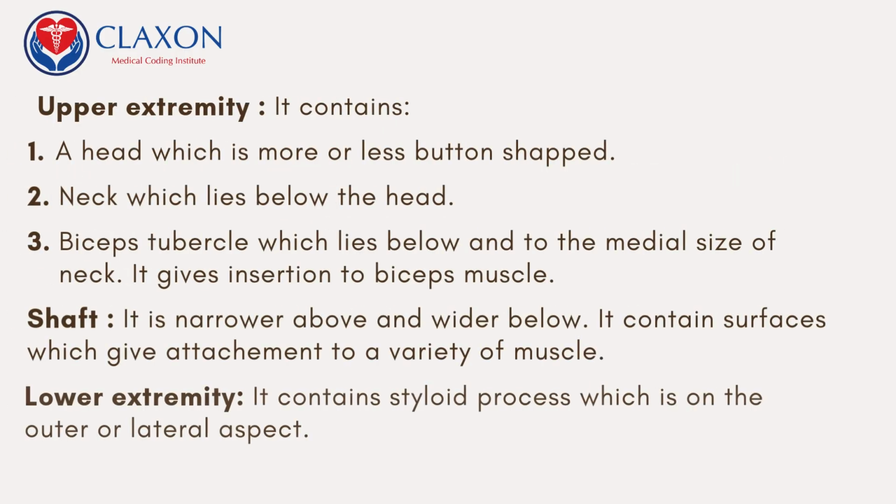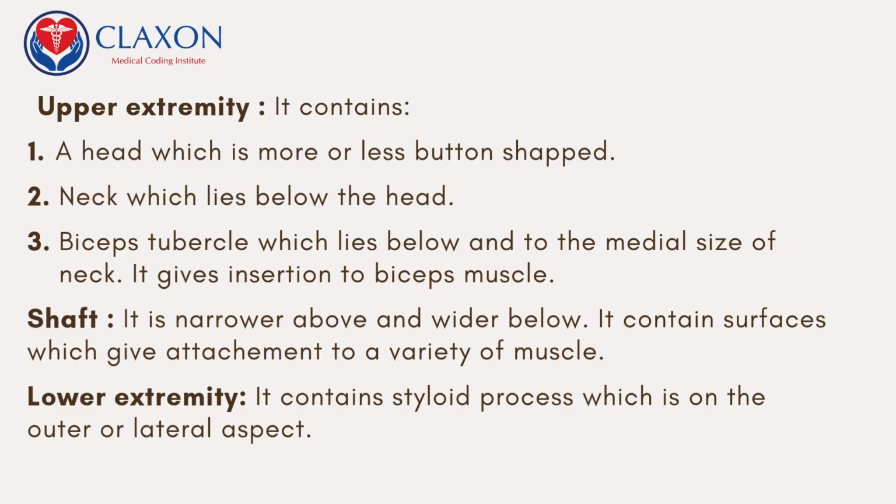Upper extremity, it contains: 1. A head which is more or less button-shaped. 2. Neck which lies below the head. 3. Biceps tubercle which lies below and to the medial side of neck. It gives insertion to biceps muscle. Shaft, it is narrower above and wider below. It contains surfaces which give attachment to a variety of muscles. Lower extremity, it contains styloid process which is on the outer or lateral aspect.